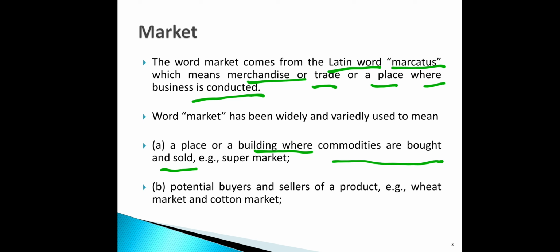It is not sufficient to only have a place or a building for a market. For an actual market, there should be potential buyers and sellers. So we can say a market is comprised of a place where potential buyers and sellers come together to buy and sell a product. For example, wheat market and cotton market. These are some examples of markets.